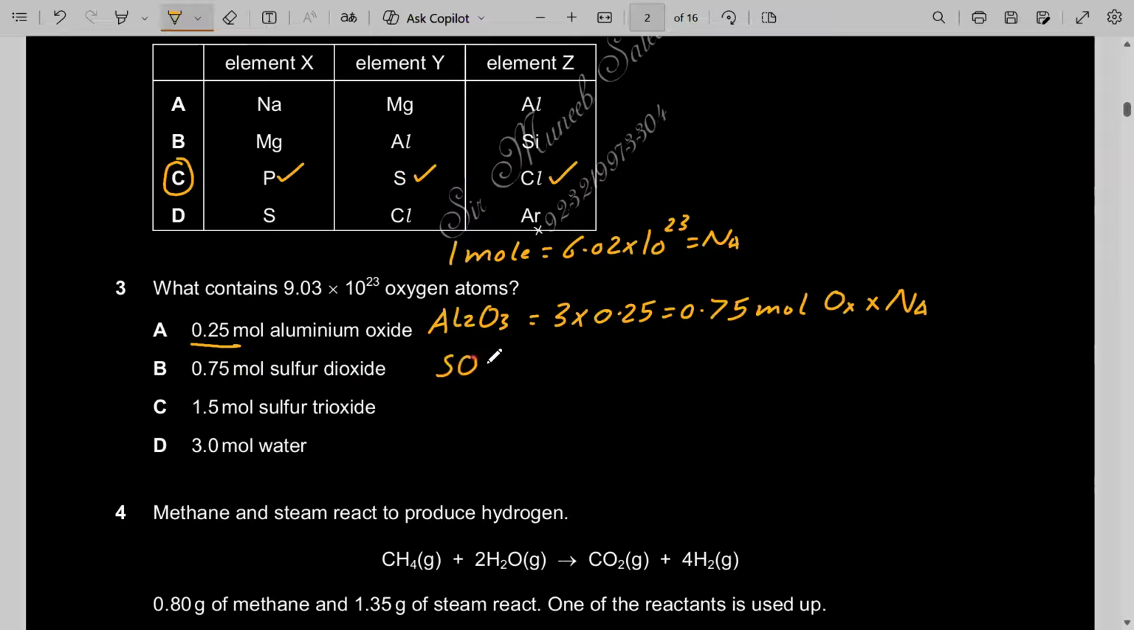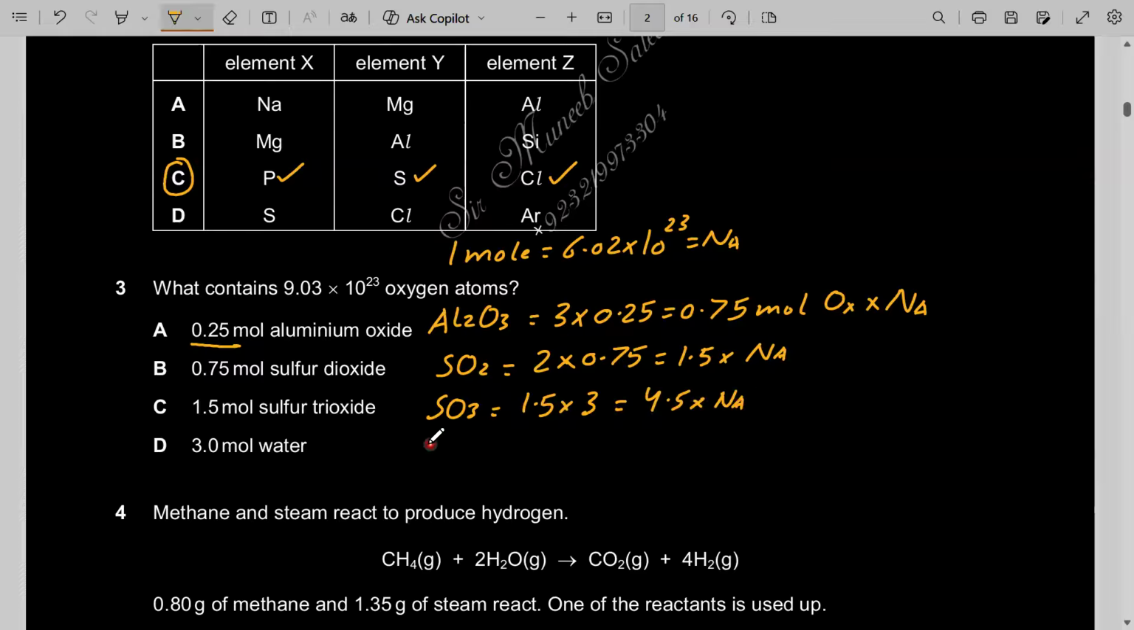Sulfur dioxide is SO2, which has 2 oxygen atoms, and the moles for sulfur dioxide is 0.75, multiplied with 0.75, so it will give you 1.5 × Avogadro's number. Then for SO3, we have 1.5 multiplied by Avogadro's number, times 3 oxygen atoms. So it is equal to 4.5 × Na.